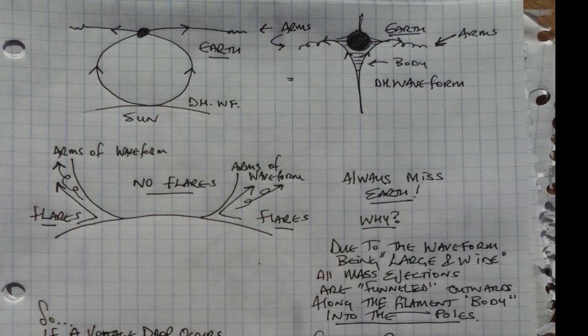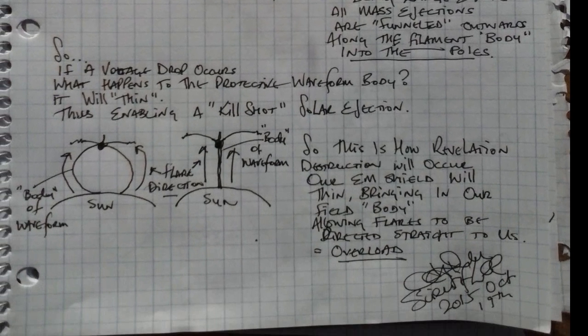Flares always miss Earth. Why? Well, due to the waveform being large and wide, all mass ejections are funneled outwards along the filament body into the poles. So now let's get down to the nitty-gritty of Earth has been destroyed in the past. We see all these massive 100, 200 ton stones laying flat all over the Earth. Something happens, scorch marks, all that kind of crazy stuff all over the planet.